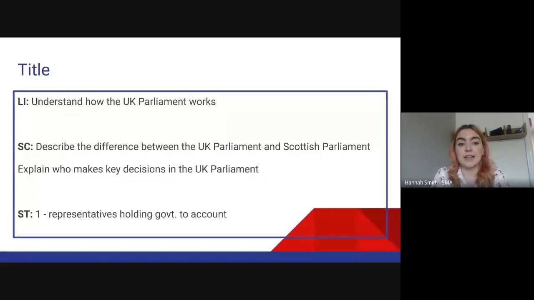So, lesson 1. I'm going to give you a brief explanation of how the UK Parliament works. You need to be able to describe the difference between UK and Scottish Parliaments and explain who makes decisions. What I've also got at the bottom of that box, ST, that is study theme. So I'm calling this study theme 1. So this fits into our study theme of how do representatives hold our government to account? I'm going to try and make clear links to the study themes, particularly for those organising notes or colour coding, so you know what it matches up with.